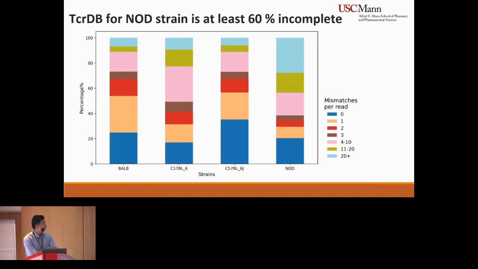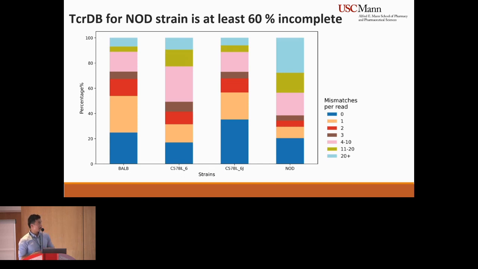We also examined the number of mismatches per read across different strains. In the legend, 0 means there are no mismatches per read. This plot shows the percentage. So 0 means the read is fully mapped, which means the IMGT database does fully capture the genes, from the darker blue ones.